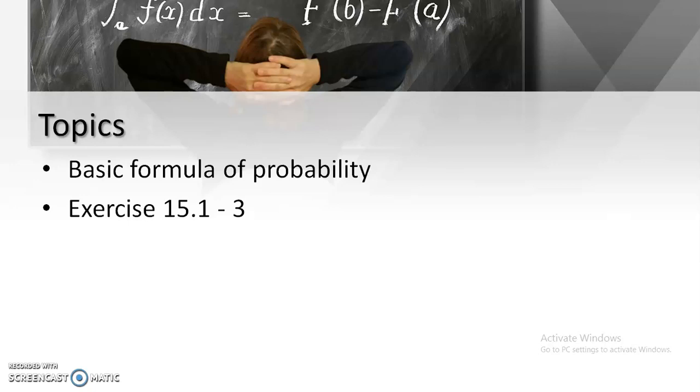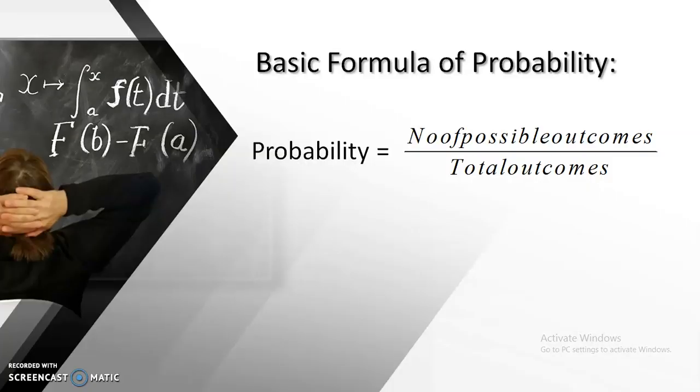So, starting with the first, the basic formula. Probability equals the number of possible outcomes divided by total outcomes, which is already known. So, go to the next.